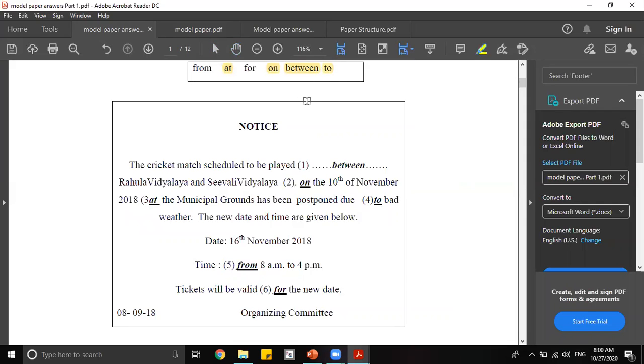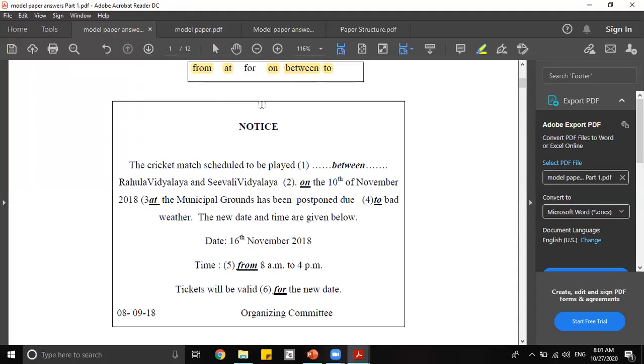We are moving forward. The new date and time are given below. Date, now they are giving the correct date now. 16 November 2018. Time blank 8 a.m. to 4 p.m. So what is the most suitable preposition? It is from, right? From 8 a.m. to 4 p.m.